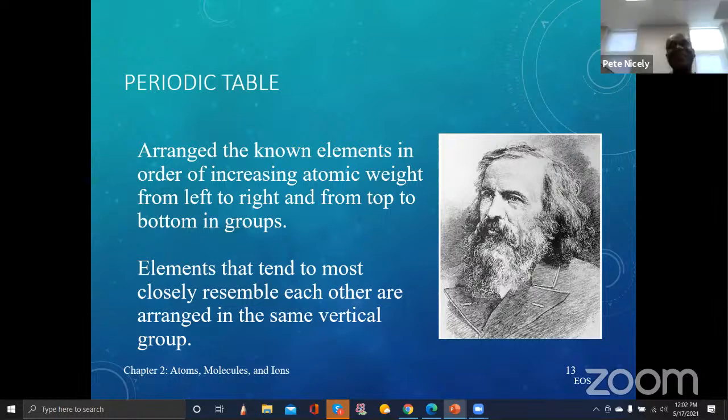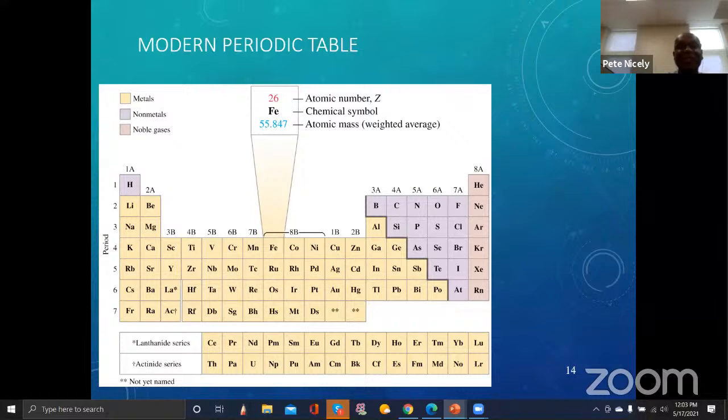Of course, as the years go by, other elements were discovered, and the periodic table that he started off with underwent some changes, and therefore we end up now with the current version of the periodic table. Okay, so this is the periodic table here that we're all familiar with. And as you can see, the elements are arranged in groups and periods.